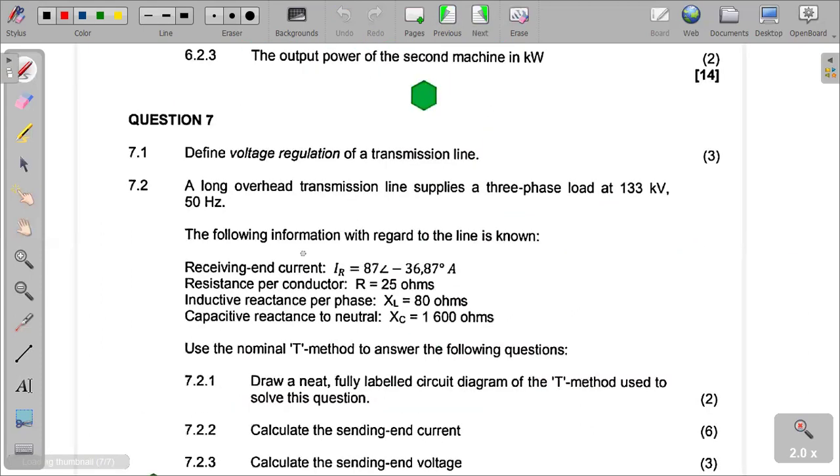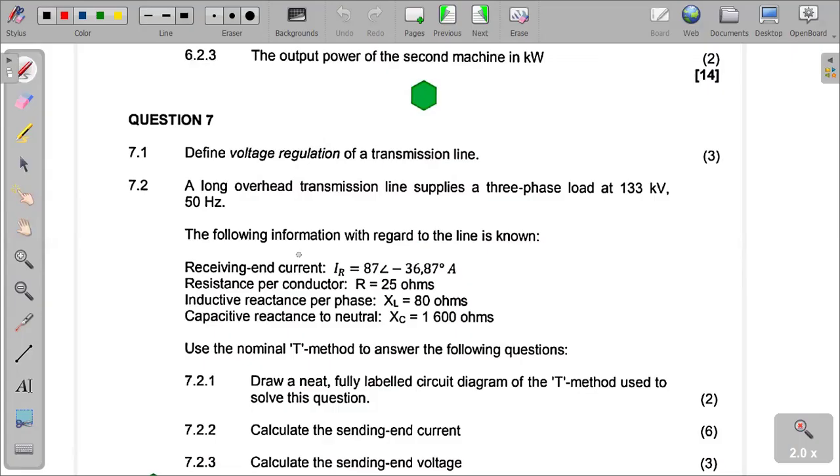Question number 7 is saying, define voltage regulation of a transmission line. Right, it is a rise or fall in the receiving end voltage when full load is switched off, provided the sending end voltage remains constant. That's our voltage regulation of a transmission line.